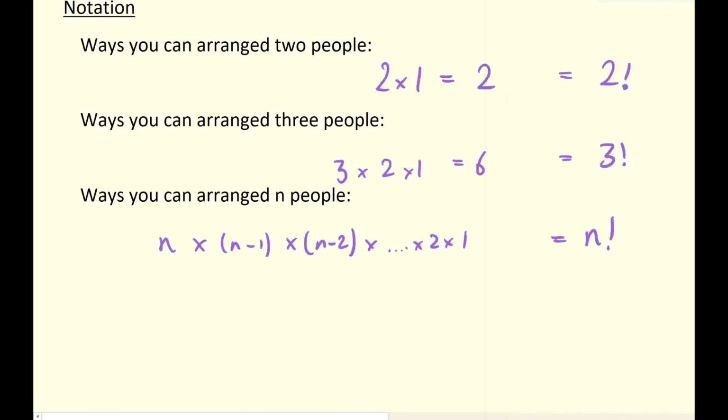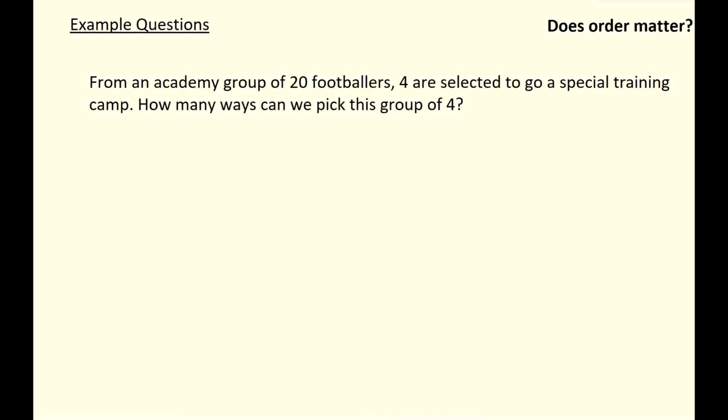Okay, a lot to take in. What I'm going to do now is go through some example questions, so you'll see all that in practice. For every single question, the thing you must ask yourself is: does the order matter? Do we care who comes first, second or third, for example?